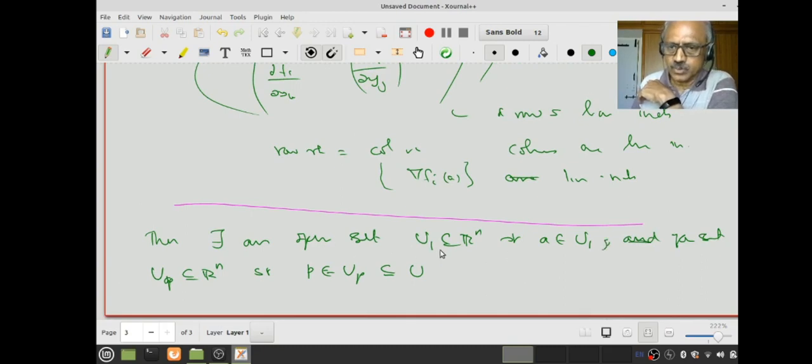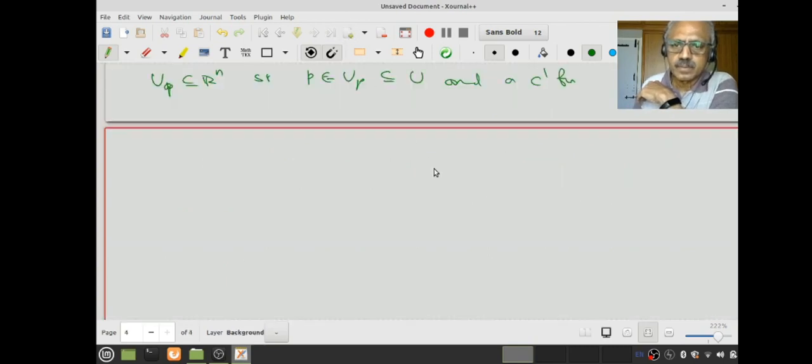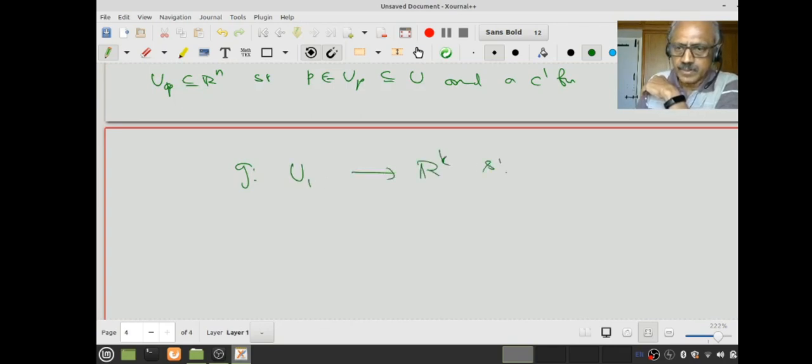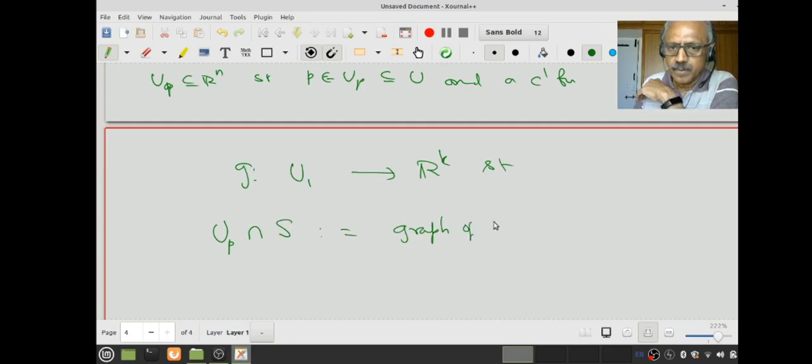There exists an open set U1 in Rn such that a belongs to U1, and there exists an open set UP in Rn so that P belongs to UP, and a C1 function G from U1 to Rk, so that if we look at UP intersected with S, this is nothing other than the graph of G. That is the set of all (x, G(x)), x in U1.